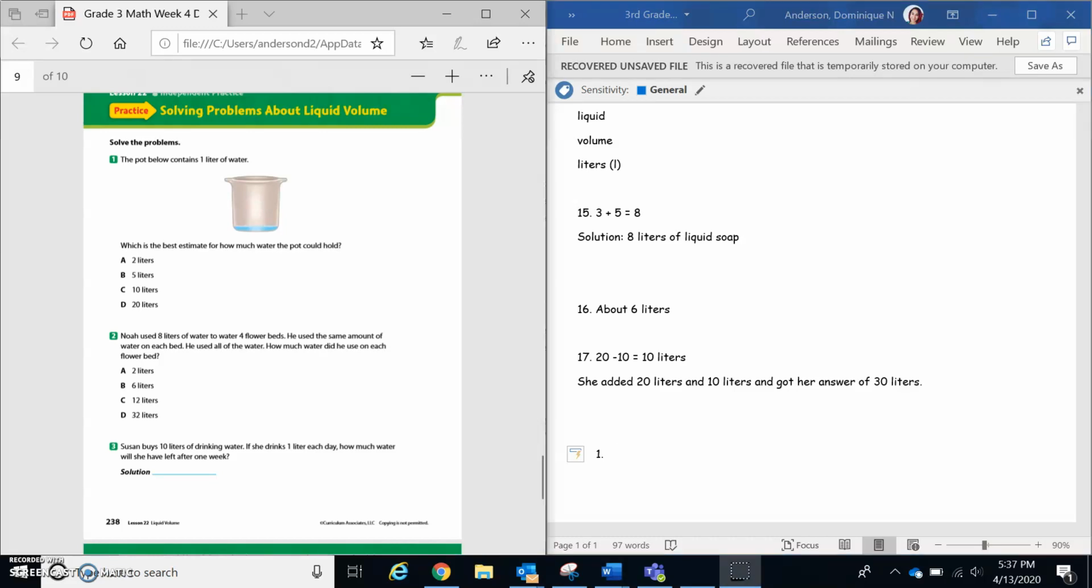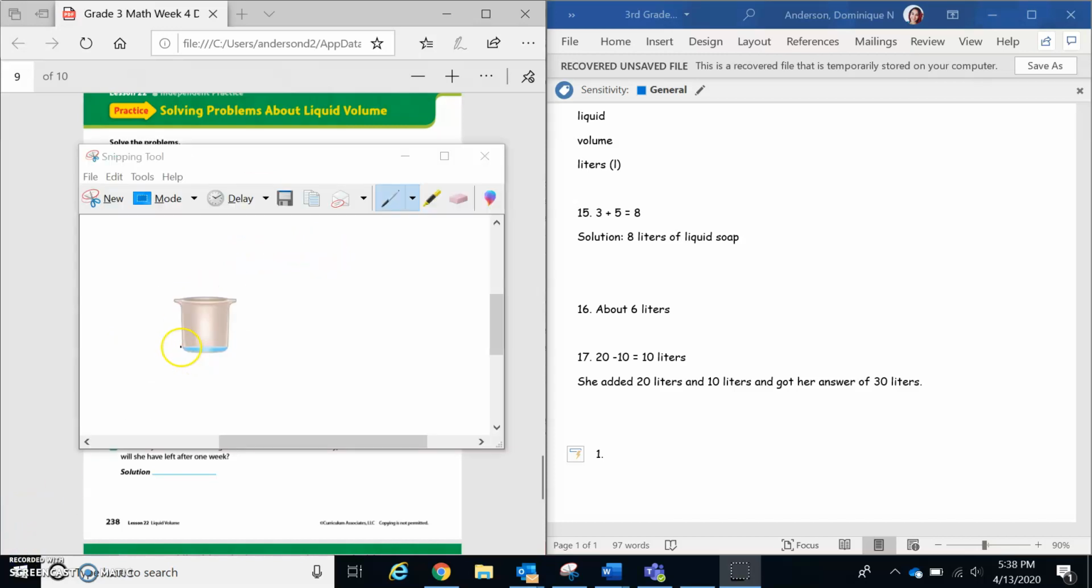It says, the pot below contains 1 liter of water, which is the best estimate of how much water the pot could hold. So now I'm going to do like I did before and kind of go straight across. So this is our 1 liter. And if I look, it takes about only one of these. So we have one, oops. It's 2 liters. 3 liters.